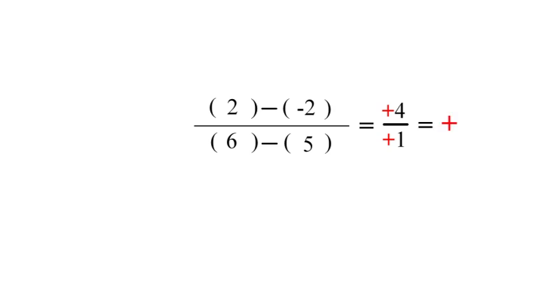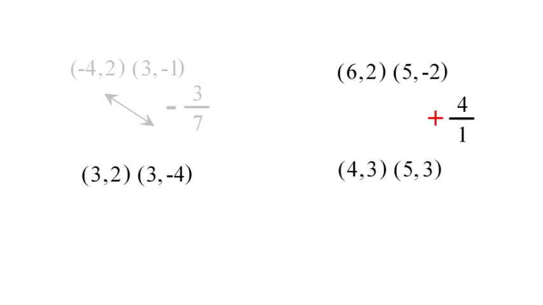A plus on top combined with a plus on the bottom is an overall plus for the slope. So the slope is +4/1. You could also write the slope as just +4, but I'll keep it in a fraction form so you can see that the line rises 4 times in the y direction for every 1 time it moves over in the x direction. And since it's positive, it points in a forward slash general direction.